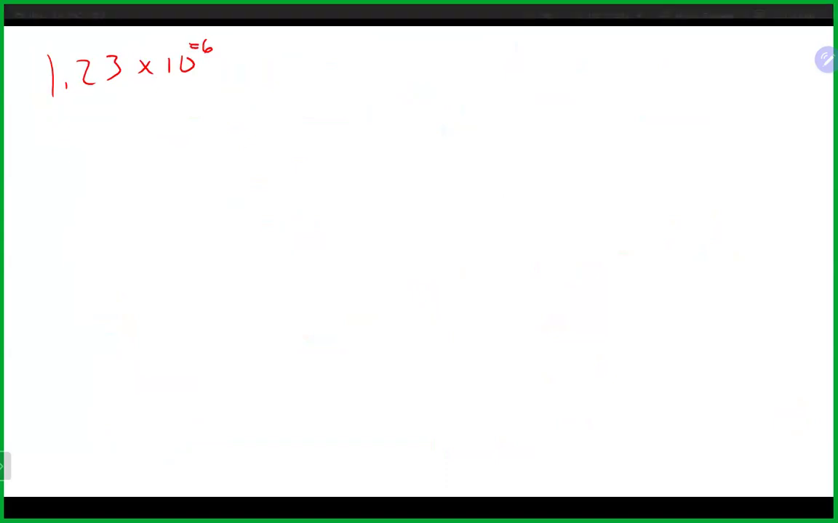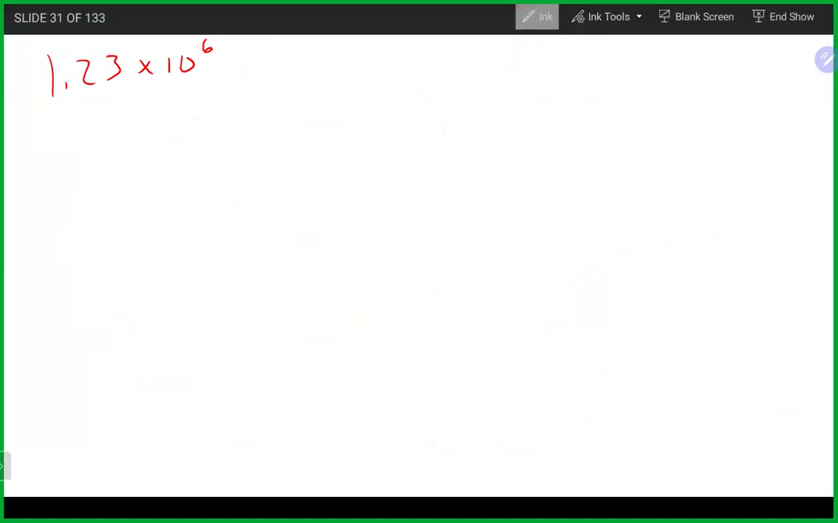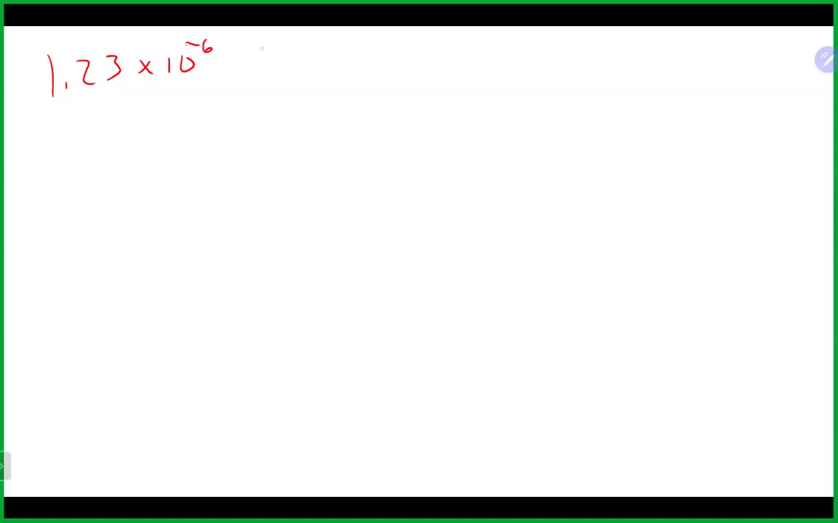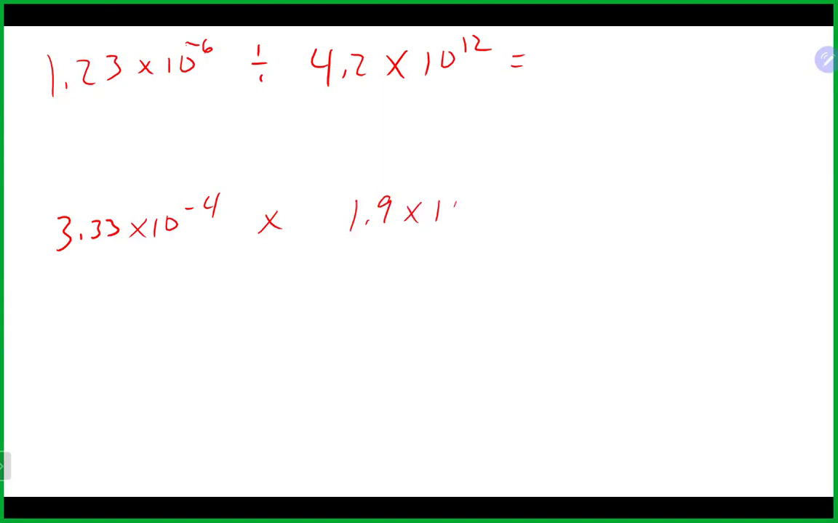Let's go 1.23 times 10 to the 6. Let's go minus 6, actually. Let's do minus 6. All right, 1.23 times 10 to the minus 6, and let's divide it by 4.2 times 10 to the 12. See what you get. And then let's do 3.33 times 10 to the minus 4. Multiply it by 1.9 times 10 to the, we'll go 5. See what you end up with.